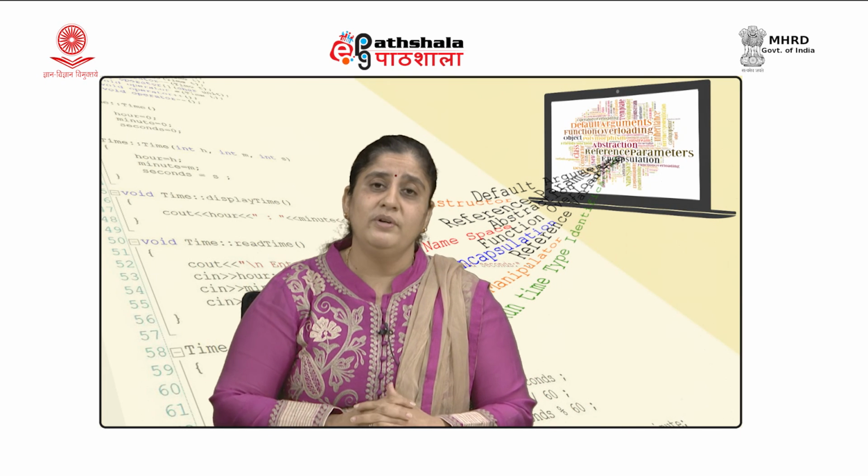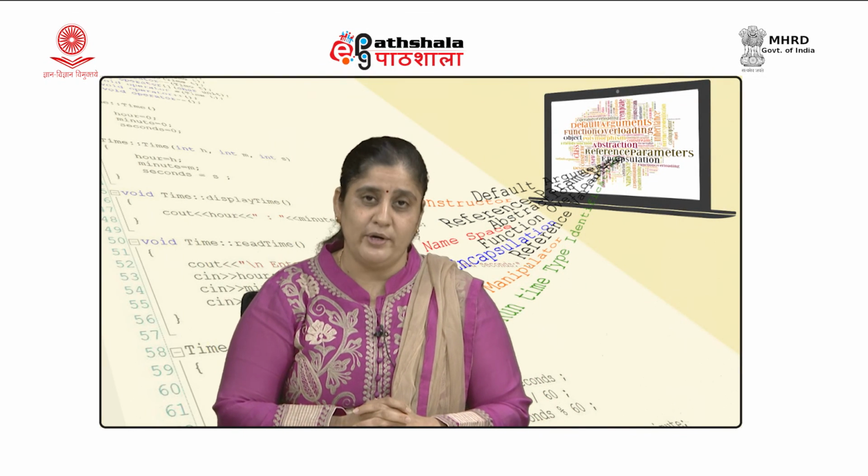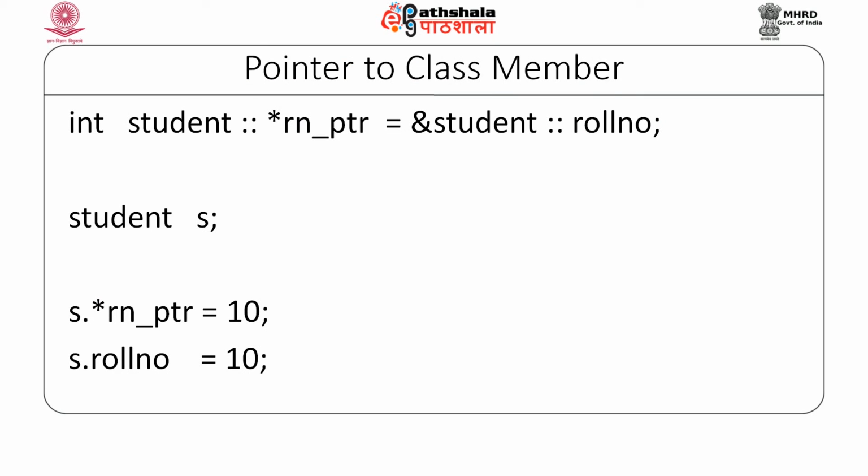Now, how do we define such a pointer? Let us have a look at it. Here we are defining a pointer RNPTR, but this is a pointer to what? It is a pointer to the roll number member of the student object. So, it is not pointing to the student object, what it is pointing to is the roll number data member of the student object.